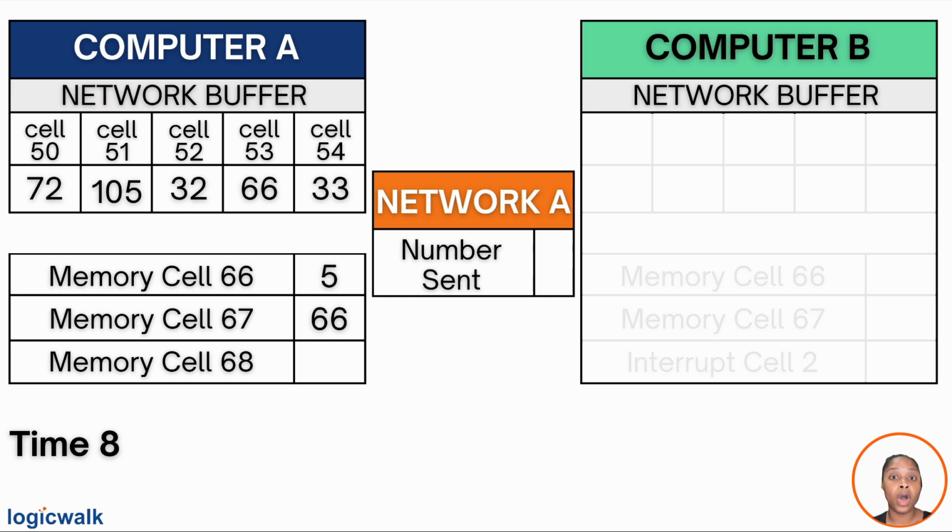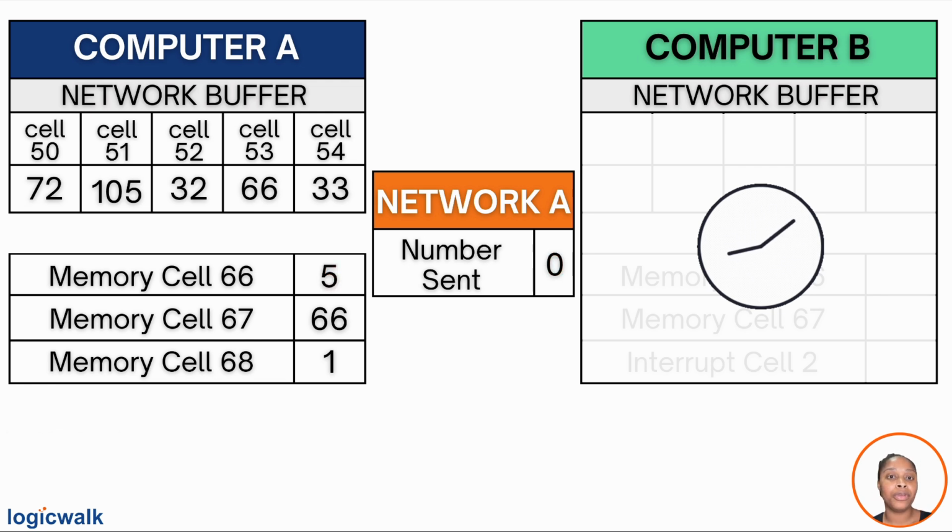Memory cell 68 is on, signaling to network A that the message is ready to send. Network A hasn't copied any data yet, so the number sent is 0. Computer B is idle at program counter 0, waiting to be interrupted by the network device. Since number sent is less than the data size, the transfer continues until those two values are the same.